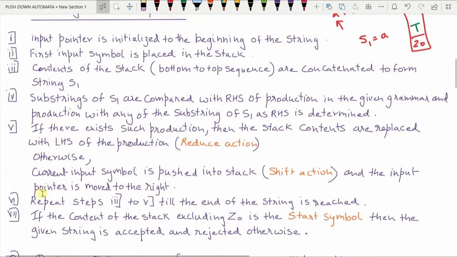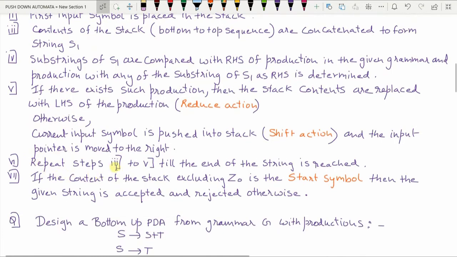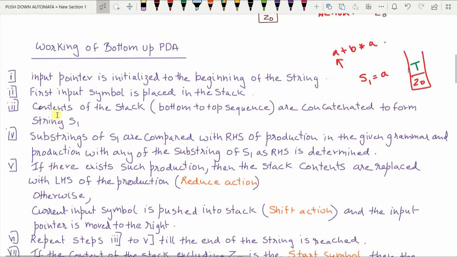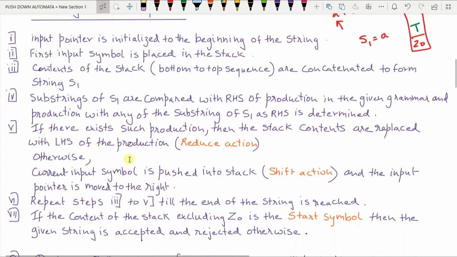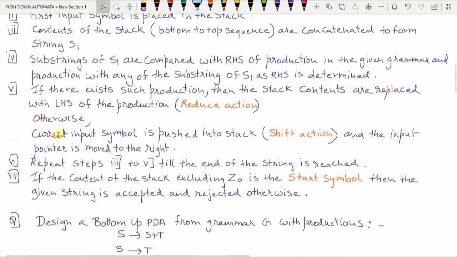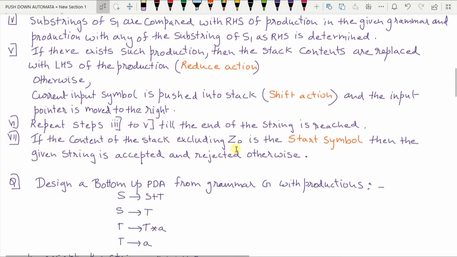Now in this procedure, the PDA keeps on repeating steps 3 to 5, that is checking the contents of the stack, concatenating the content of the stack from bottom to top to form the string S1, then comparing the substrings with the right hand side, and if a match is found, reduce action is taken, otherwise shift action is taken, and go on. And then finally, if the content of the stack excluding Z0 is the start symbol, then the given string is accepted.